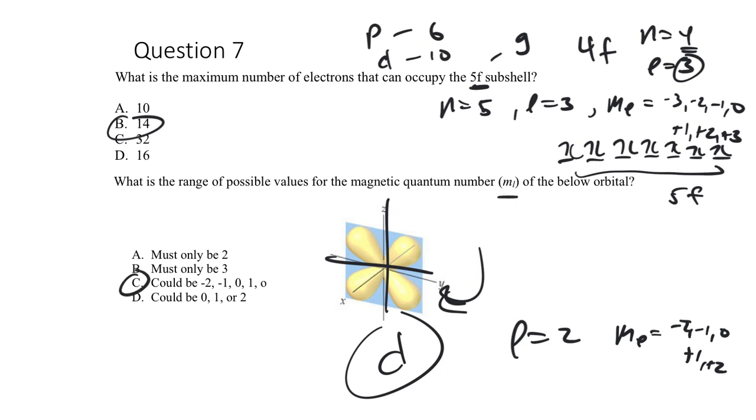Looks like I just covered up the figure. I'll try to fix this. Looks like I'm covering up the plus 2 from the answer for C. So the range of m sub l's goes from minus 2, minus 1, 0, 1, to 2.